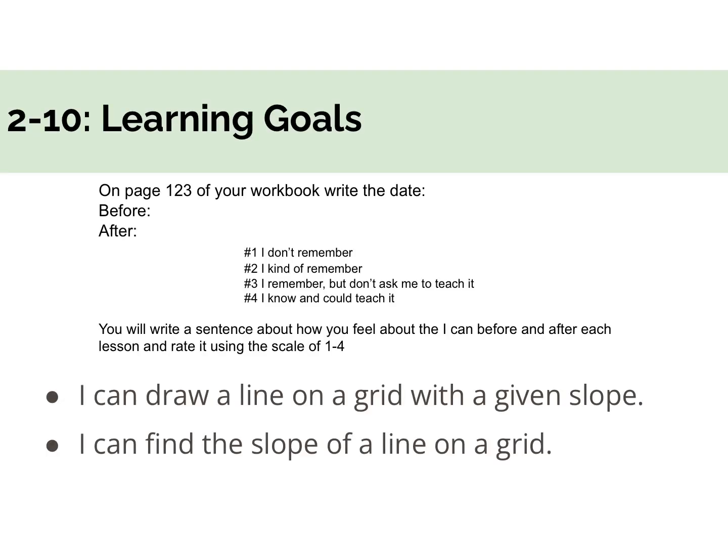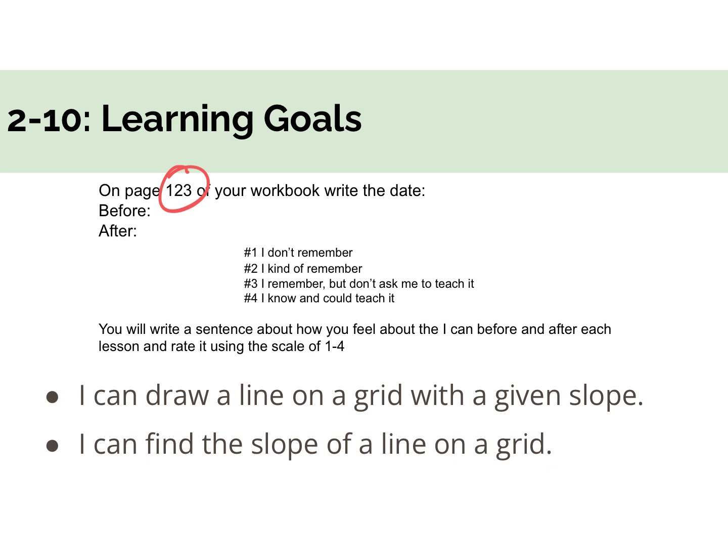Make sure you follow along in your workbook and know what page we're on. Let's turn back to page 123, and we're going to read the I can statement. There are two of them: I can draw a line on a grid with a given slope, and I can find the slope of a line on a grid. These are our I can statements for today.